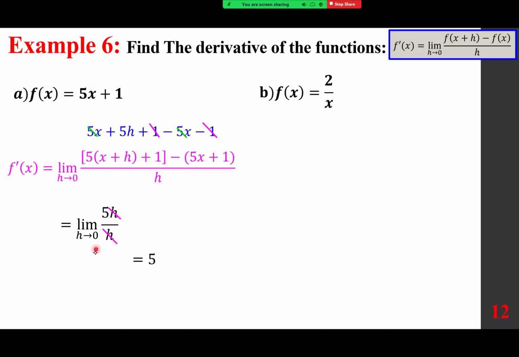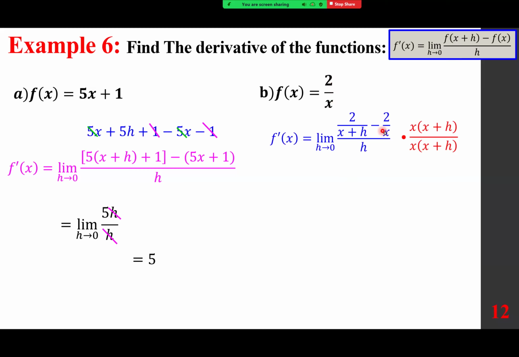Part B. f of x is 2 over x. We write the definition. f prime of x is the limit of f of x plus h minus f of x over h as h approaches 0. So f prime of x is the limit as h approaches 0 of 2 over x plus h minus 2 over x. We multiply the top and the bottom by x plus h times x.